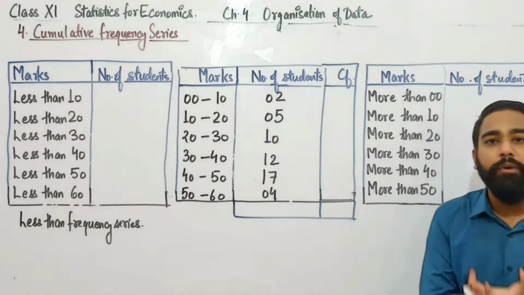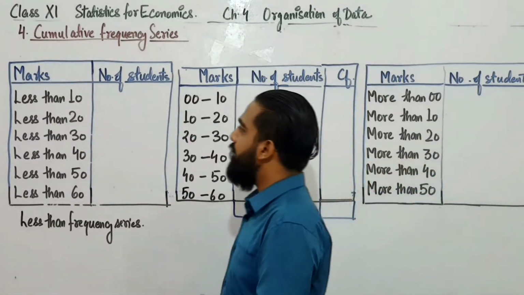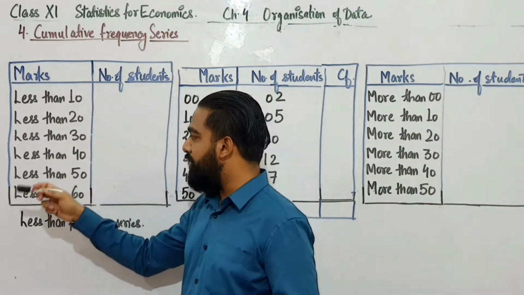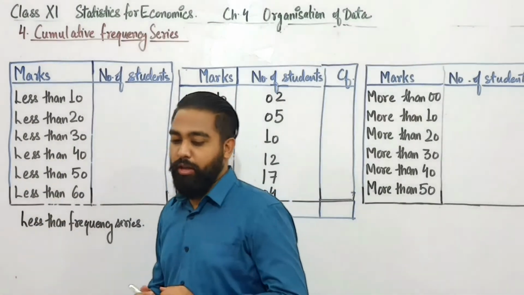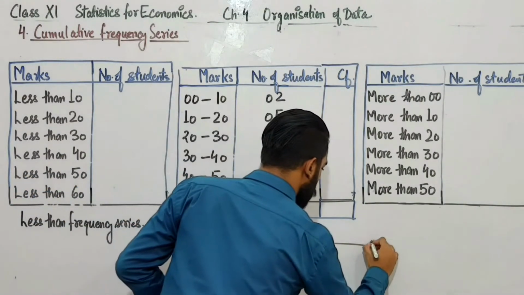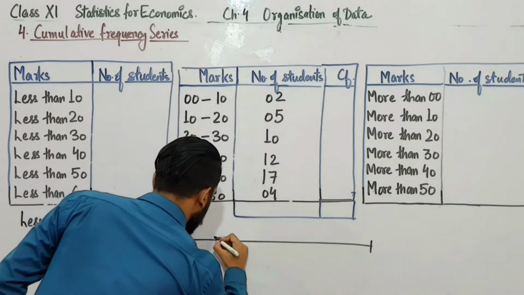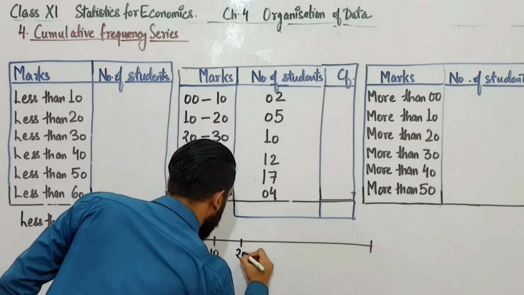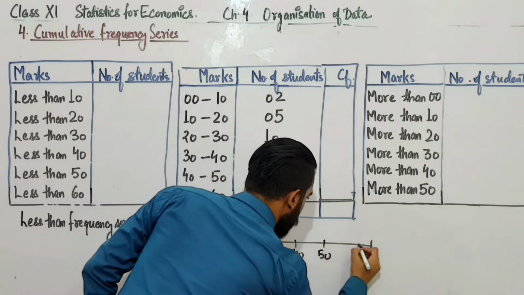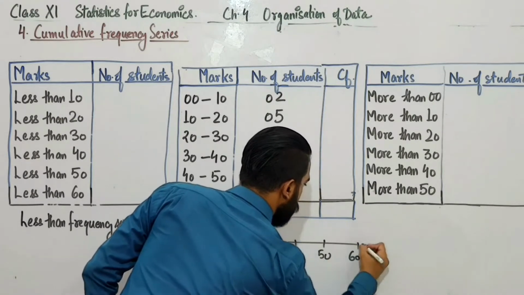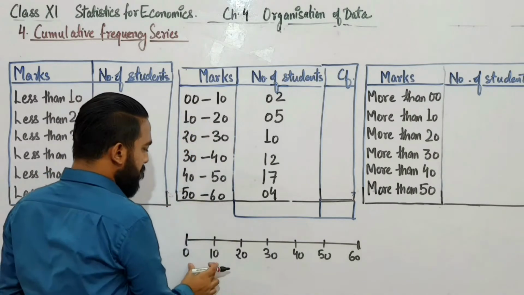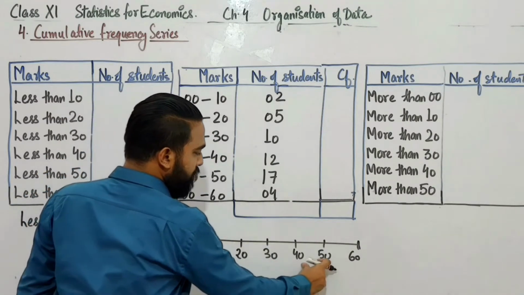Now you have to write down the total number of students who have got less than 10 marks, and then less than 20 marks, less than 30 marks, less than 40 marks, less than 50 marks, less than 60 marks. Now, if you are getting confused, then see this. Suppose 0, 10, 20, 30, 40, 50 and 60. Fine. Suppose these are your marks. 0 to 10, 10 to 20, 20 to 30, 30 to 40, 40 to 50 and 50 to 60.